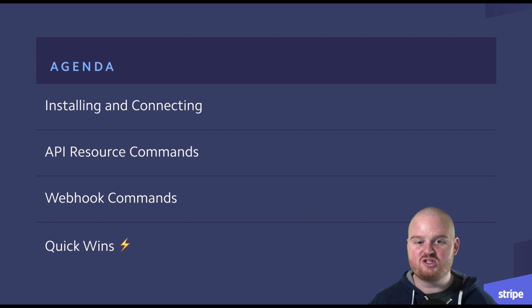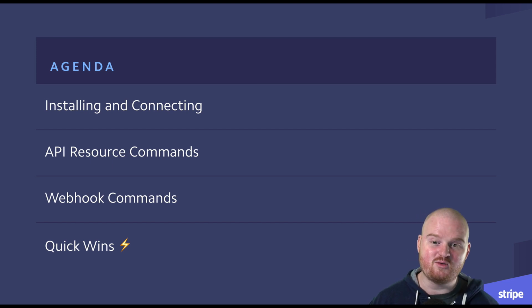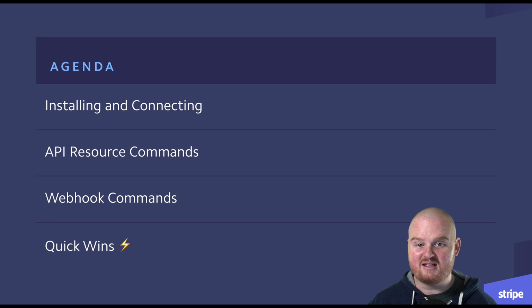So to begin, we'll install and connect the Stripe CLI to our account, and then we'll look at some of the API resource commands and pair those with another command line tool called JQ. And next, we'll explore the webhook commands that allow us to listen for webhook events and also trigger those event notifications. And then we'll wrap with just a lightning round of the quick wins and other utilities that are currently available as part of the Stripe CLI.